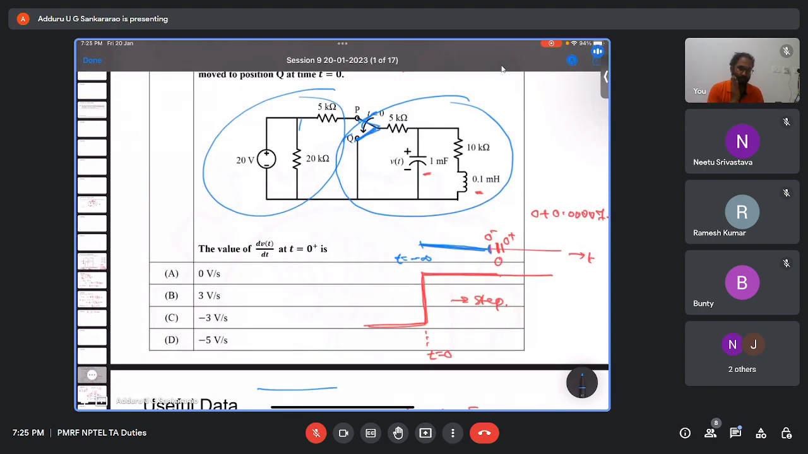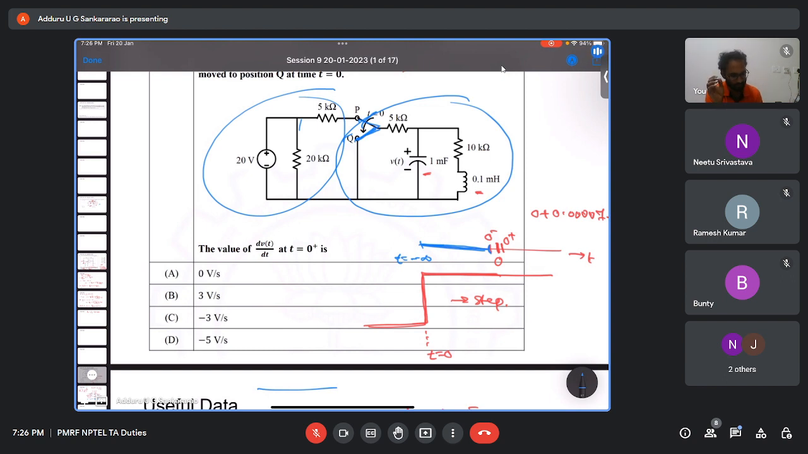Now at the time of switching, what happened? Suddenly the voltage is changed. Now if it is a resistor, it can accommodate sudden changes. Instantaneously the resistor can accommodate voltage or current changes, whereas the memory elements like inductor and capacitor cannot accommodate the sudden changes. So here what is happening?